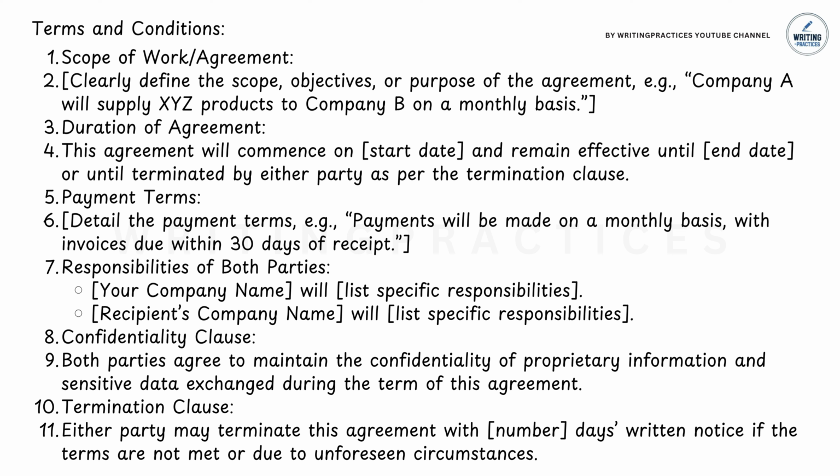F. Termination clause. Specify the conditions under which the agreement can be terminated by either party. This provides a clear exit strategy if necessary. For instance, either party may terminate this agreement with 30 days written notice if the terms are not met or due to unforeseen circumstances.